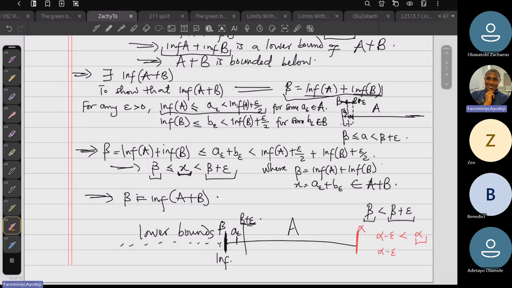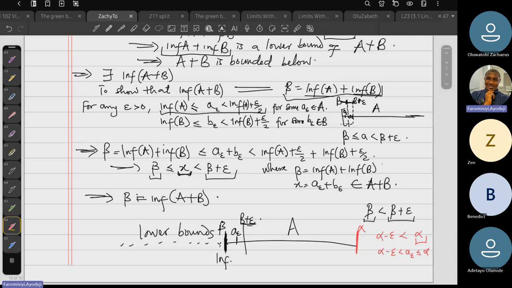So alpha minus epsilon is less than something that is in A that could be less than or equal to alpha. That thing cannot be greater than alpha if alpha is the supremum. So we are using that property here. We know that infimum of A is the infimum of A, so it satisfies that property. So if we add epsilon over 2 to infimum of A, there is an element of A in between the infimum of A and that sum.